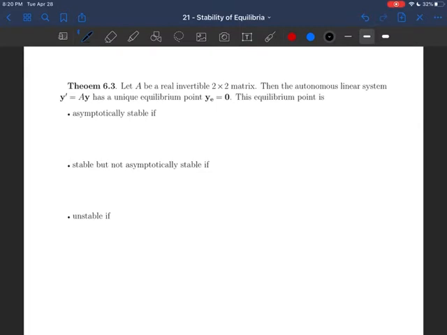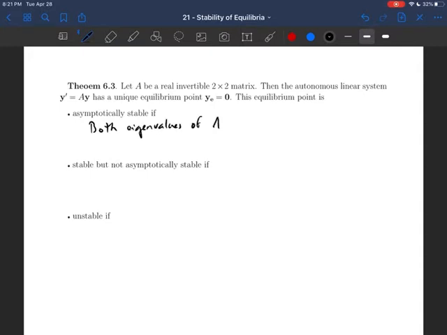Now, as I've said, this is long and wearisome and no fun. So we're going to develop now a theorem that will help us do this much more quickly, and hopefully it'll be appreciated now that we've seen how bad it can be. So this is theorem 6.3. It says, let A be a real invertible 2 by 2 matrix. Then the autonomous linear system, y prime equals Ay, just like the one that we just saw, has a unique equilibrium, y equals 0. We know why that is now.